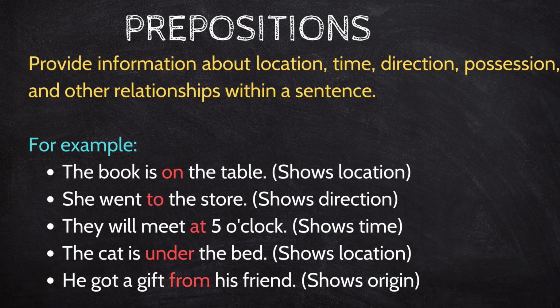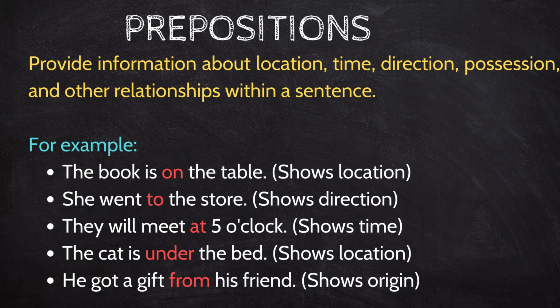So let's see the example one by one. The book is on the table. On shows location. She went to the store. To shows direction. They will meet at 5 o'clock. At shows time. The cat is under the bed. Under shows location.